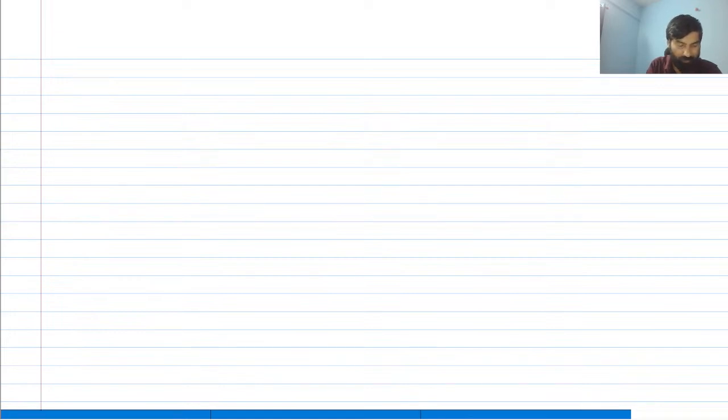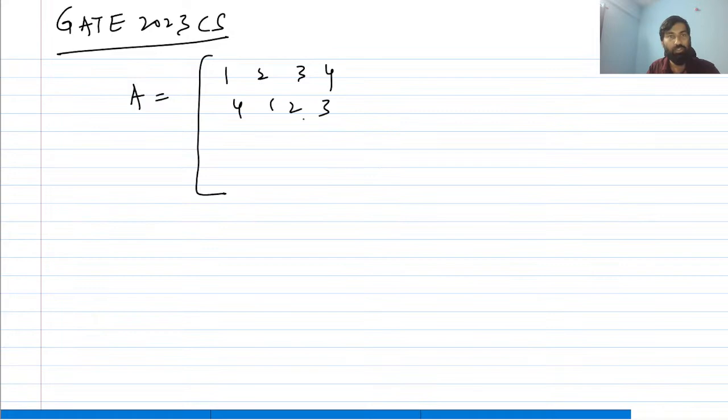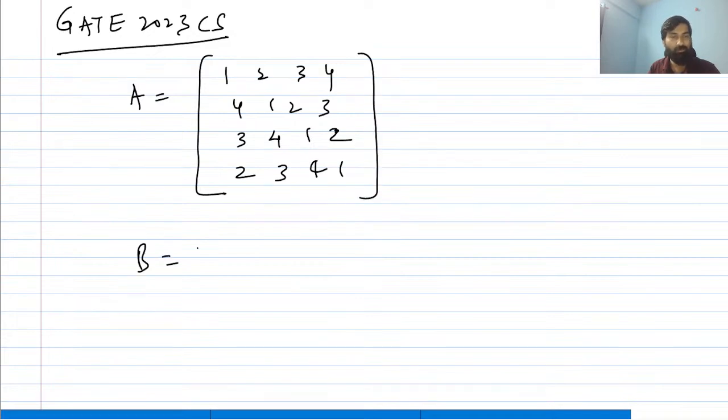In the GATE examination also this question was there. I will give that question as well before I take the elimination. GATE 2023 CS. This year it was asked, right? What was the question? The matrix A was given like this: 1 2 3 4, 4 1 2 3, 3 4 1 2, and 2 3 4 1. So this was matrix A, and then the matrix B was given.